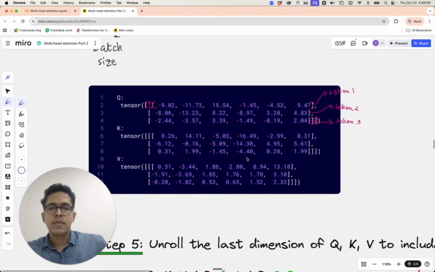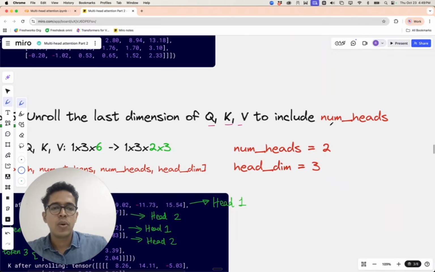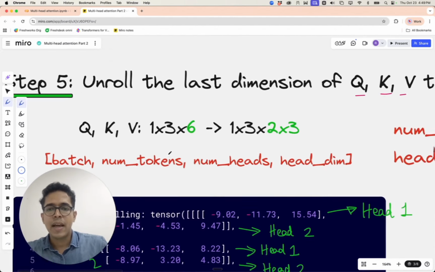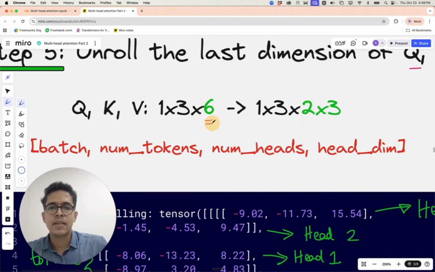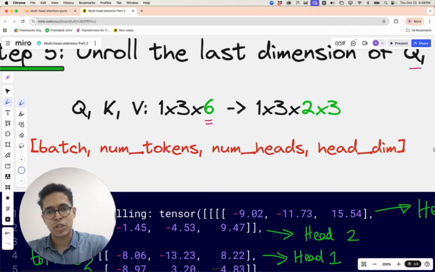Now we do something interesting. We unroll the last dimension of query, key, value to include the number of heads, because so far we did not include number of heads anywhere. We want to explicitly include the number of heads so that we can make it part of our tensor multiplication. So our query, key, value is now 1 by 3 by 6, where 6 is the dimensionality at the input. Now this 6 is processed such that you have 2 attention heads, and each attention head looks at dimensionality 3 each, right? And then you concatenate to get back 6. That is how you do this.